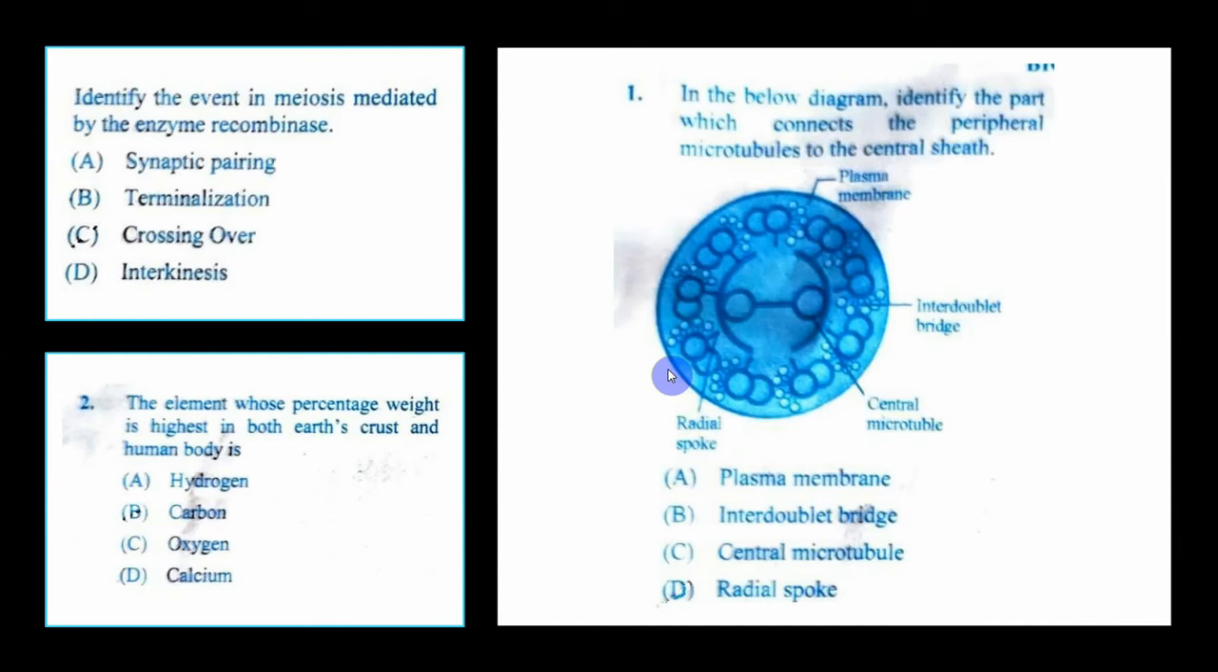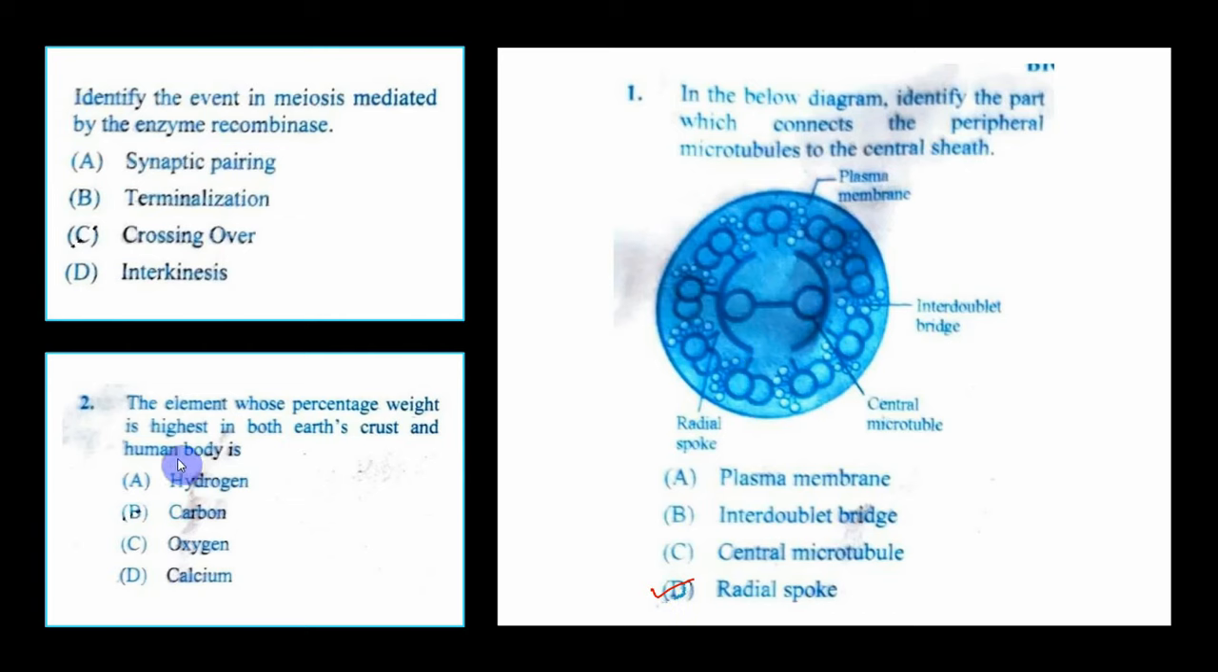We will begin with the first question over here, that is in the below diagram. Identify the part which connects the peripheral microtubules to the central sheath. So you can see over here the diagram has been given, and they have also given the labeled parts. So you can see that the options are the plasma membrane, interdoublet bridge, central microtubule, and radial spokes. So the answer is the radial spokes. This is the one that mainly connects to the central sheath.